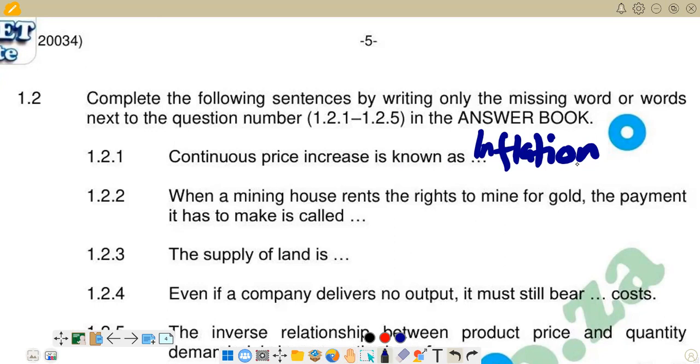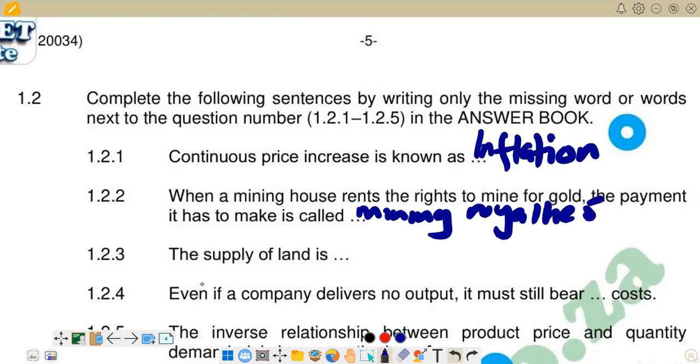We know that whenever there's an issue of the use of rights to do something, there's an issue of royalties. So obviously, the appropriate answer there is mining royalties. Mining royalties.